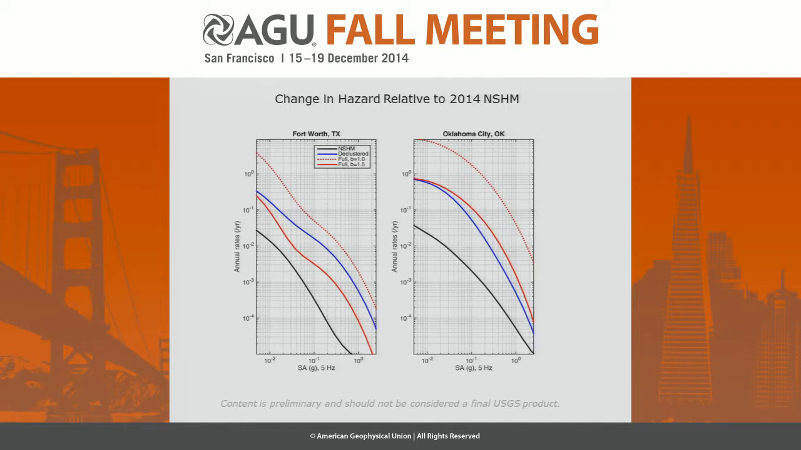And the difference between the red and the blue here is the assumption about the b-value. The dotted line here is for a b of 1, the solid line for a b of 1.5. And you can see that's one of the main drivers. So that's clearly something we want to understand. But in every one of these cases, regardless of what the probability or what the spectral acceleration is at 5 hertz, you can see that we're substantially elevated above the background.